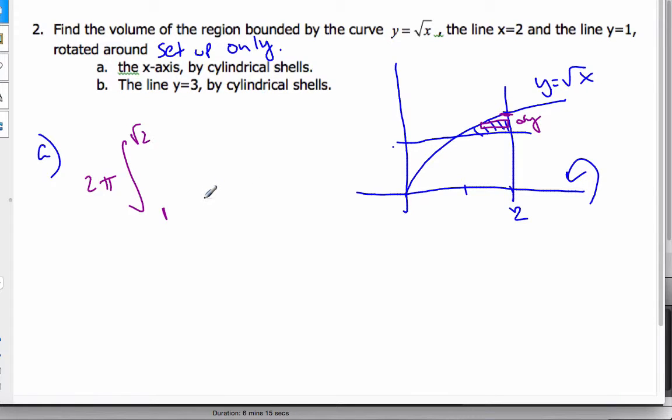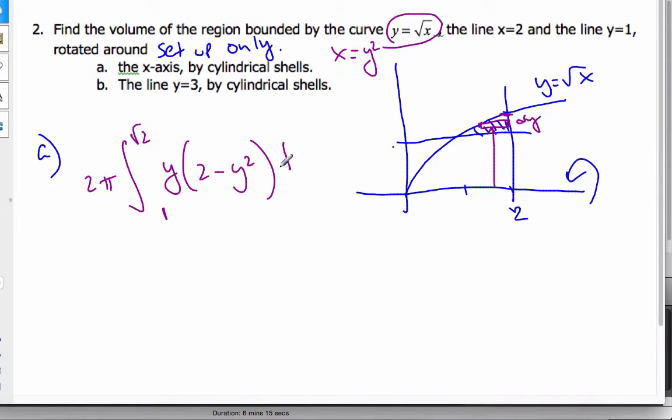And now I need to find 2 pi times the radius. Well, here is the radius, and that is just simply y. The height of my shell is going to be 2 minus this value. So it's 2 minus this curve. But this curve has to be switched around in terms of y, so x is equal to y squared. So it's 2 minus y squared dy. That will find me the volume of this little shape around the x-axis.